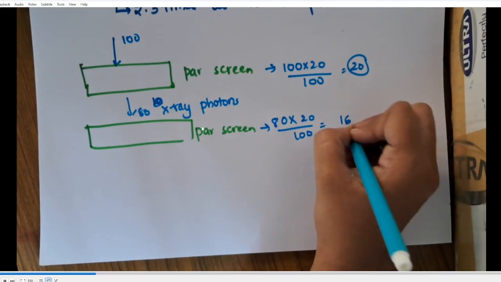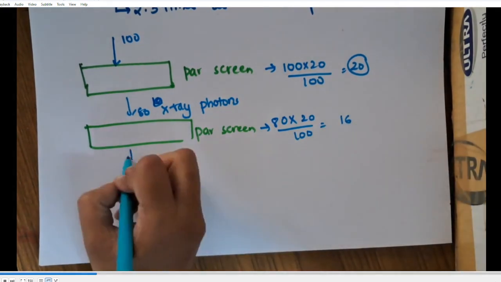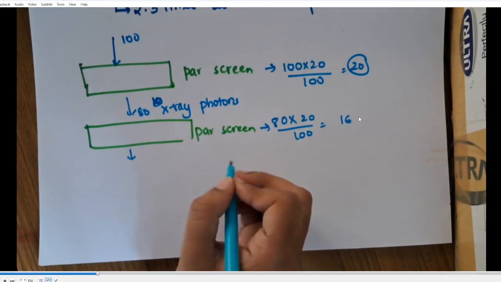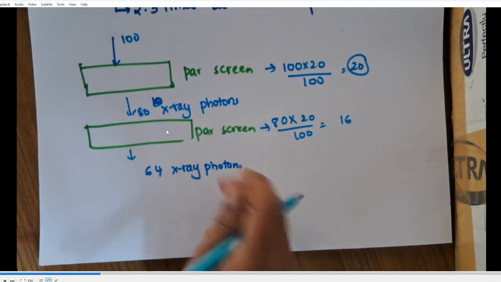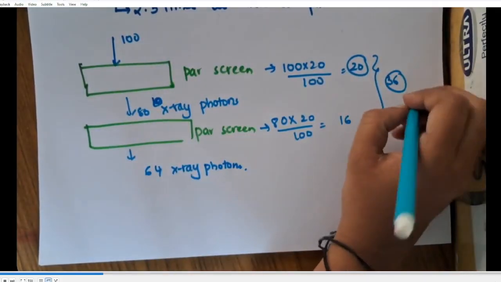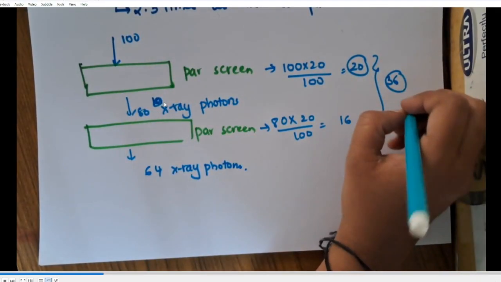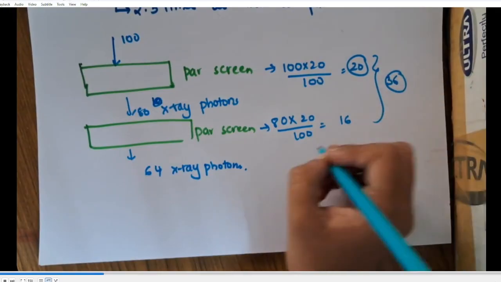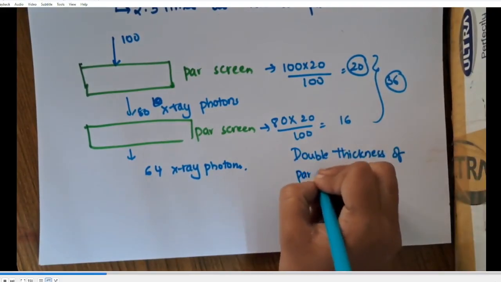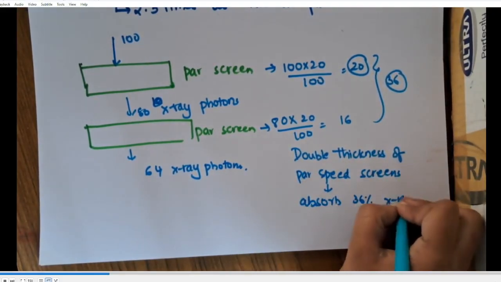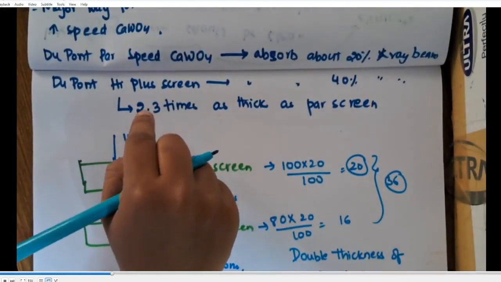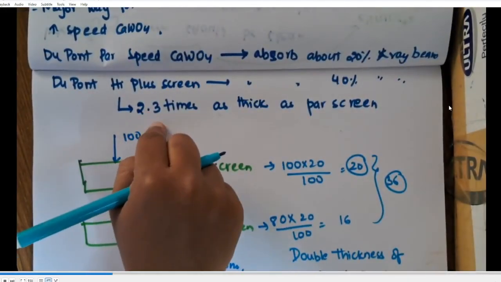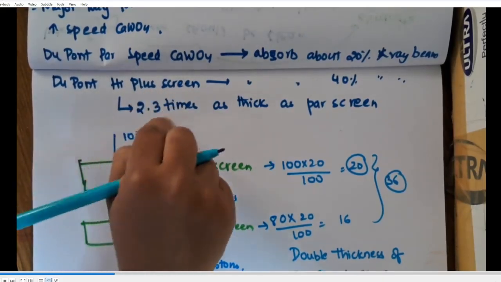This second Par Speed screen also absorbs 20% of the X-ray photons. 20% of 80 X-ray photons is around 16, so 16 X-ray photons are absorbed. The remaining 64 X-ray photons will pass through the Par Speed screen. So this is not double actually. The double thickness of Par Speed screens absorbs only 36% of the X-ray beam rather than 40%. As a result, the DuPont Hi-Plus screens, in order to absorb 40% of the X-ray beam, should be around 2.3 times as thick as the Par Speed screens.